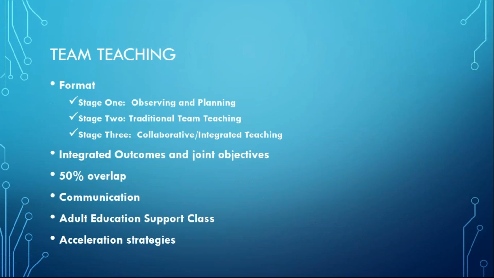Okay. All right. We're going to move on to the sixth piece of this, which is team teaching. If applicable, with the weights, sometimes it's not necessarily, but with the ICAPS, it's always. There are three stages to the team teaching: observing and planning, and then the traditional team teaching, and then ultimately everyone is supposed to work into the collaborative, integrated teaching. And so, integrated outcomes, joint objectives, the 50% overlap, the support class, as you guys have all referred to, and then some acceleration strategies. So, I guess we'll start with you, Dan. What's the format that you guys are using for your team teaching, and how is that working for you all?